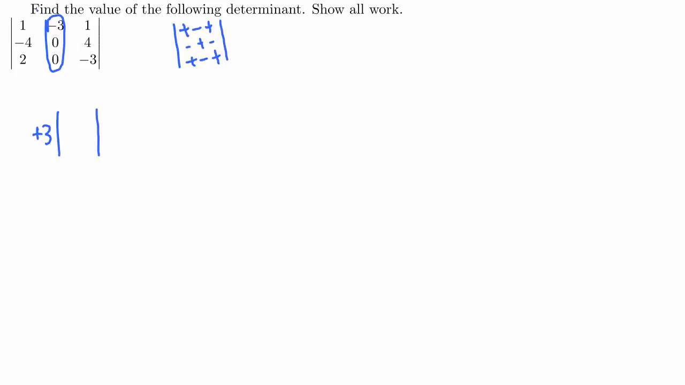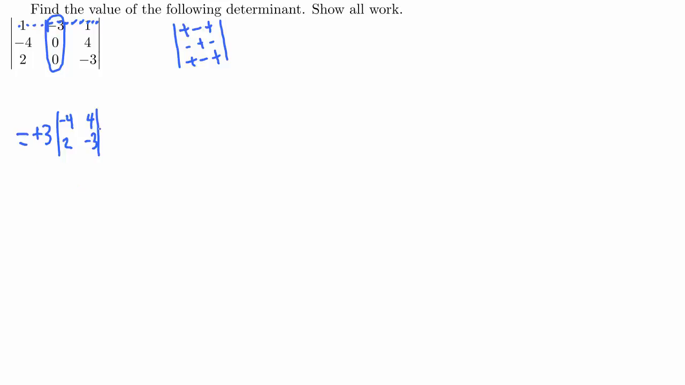The only question is, what is my matrix going to be? Well, I can't use anything in this column, but I also can't use anything in this row. So I can't use any of this right here either. So the only thing that's left is the negative 4, the 4, the 2, and the negative 3. So I have negative 4, 4, 2, and negative 3.